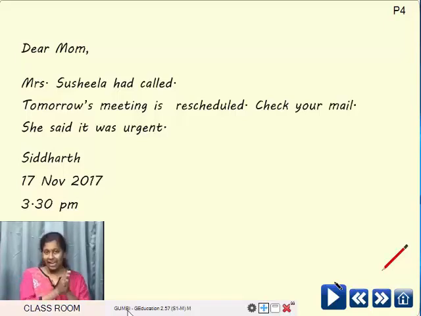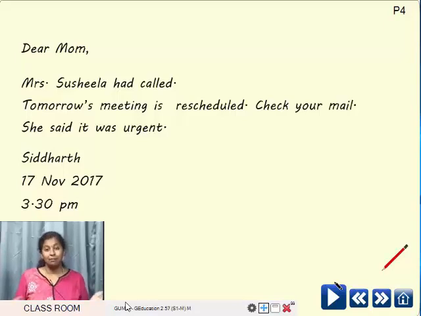So first you have to address for whom you are writing this message, because this message should not be read by some others, right? So it should not be miscommunicated. So that's the reason you will be writing the receiver of the message name. Maybe if it's your mom, sister, then you will be writing Dear Mom, Dear Sister, Dear Brother, like that.